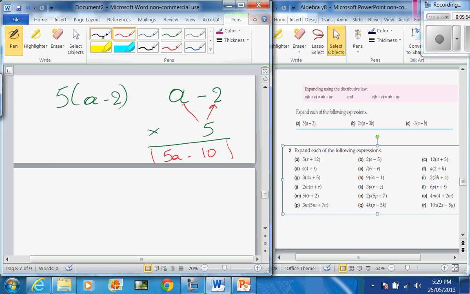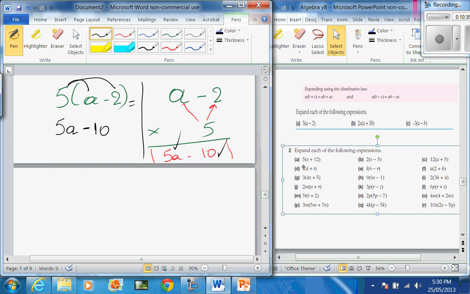Let's see what my answer will be with the distributive law. I multiply 5 with the first, and then I multiply 5 with the second. So I write 5a, tick, and minus, because it's a minus sign here, 2 times 5 equals 10. Tick. This is the distributive law, multiplication of letters and numbers sometimes. So I think we get it very well.